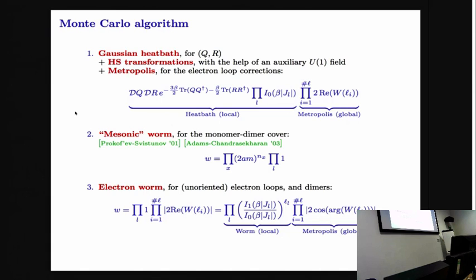And for the monomers and dimers, you just do a typical mesonic worm algorithm, which just updates the monomers and dimers. This has been done before. And then for the electron loops, we update them with a worm algorithm, which has a specific weight depending on beta, and also a local weight depending on the phase of these Wilson loops. And this has to be reweighted with respect to the sign, because this quantity can also be negative.